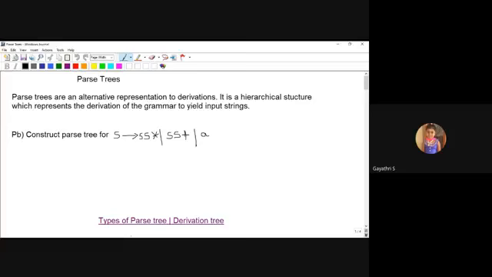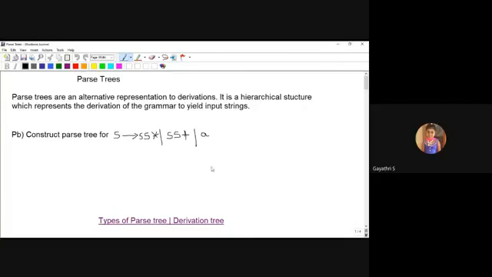Okay, I will show you the example. Same like leftmost derivation and rightmost derivation, parse tree also comes in two categories: left parse tree and right parse tree. Because parse tree is nothing but a diagrammatic representation of derivation. This is the production rule.